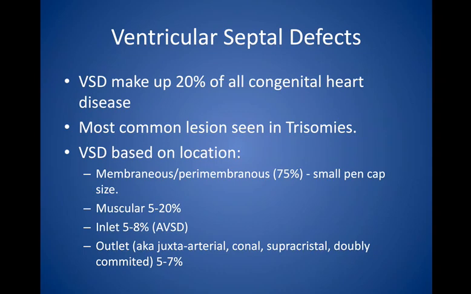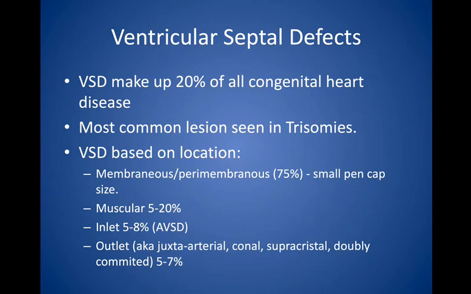VSDs make up 20% of all congenital heart disease. It is the most common lesion seen in trisomies. Based on location, membranous and perimembranous VSDs are the most common. Typically, the membranous and small perimembranous area is a very small part of the heart. It's like the size of a pen cap when you look at neonates.